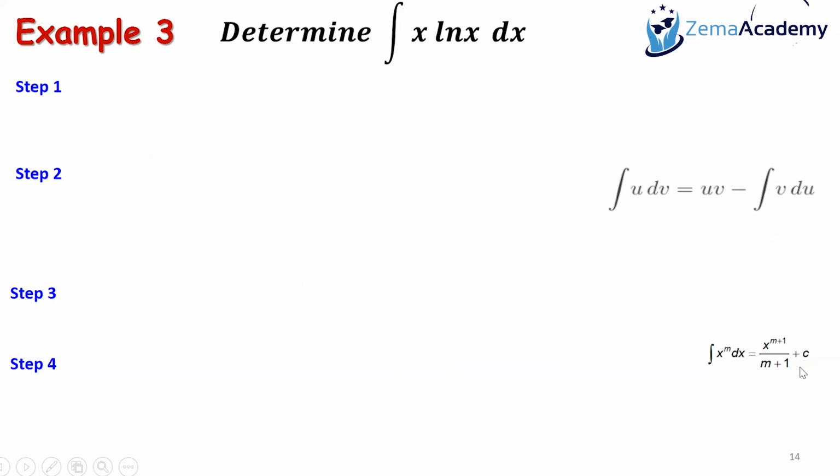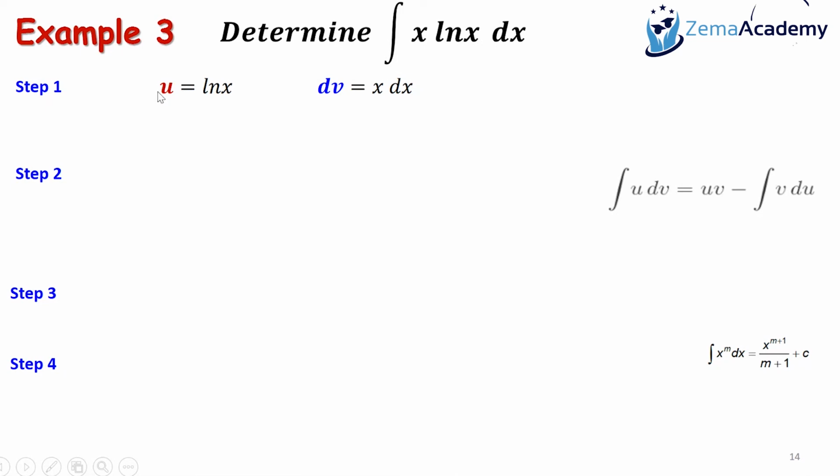So in this case, here you have got two functions, x and log x. And remember, log is lying left to algebraic function. x is an algebraic function, log x is a logarithmic function. And the logarithmic function, on the Euler rule, is lying left to the algebraic function. Hence, log x is taken as u. And when you take log x as u, then x dx becomes dv.